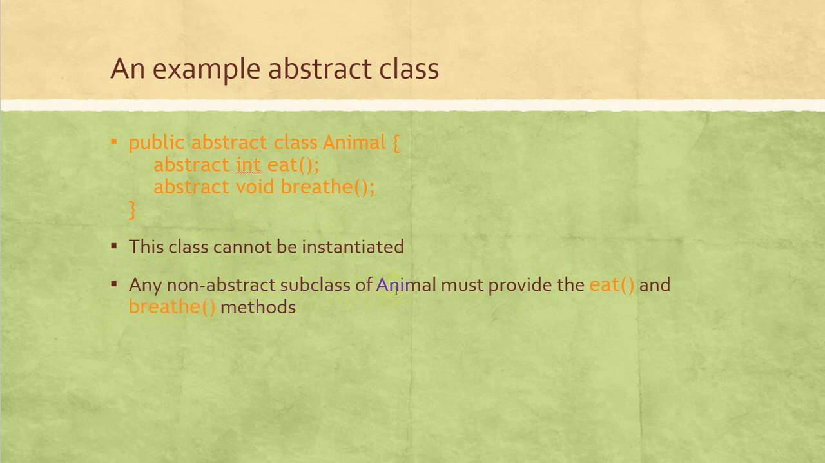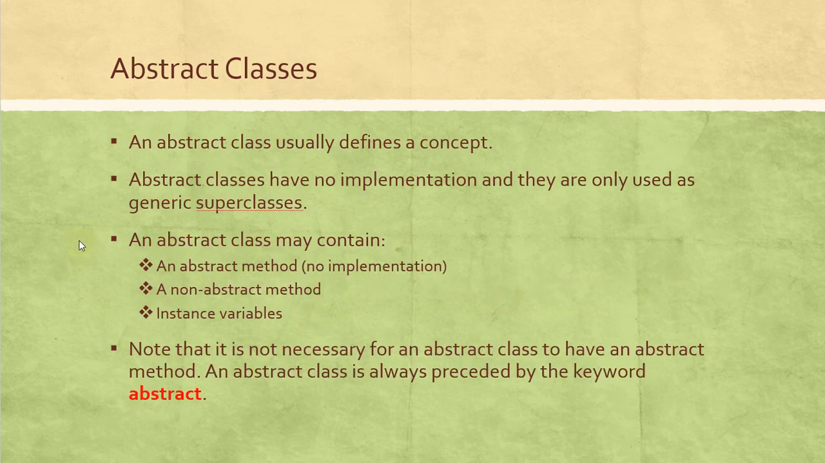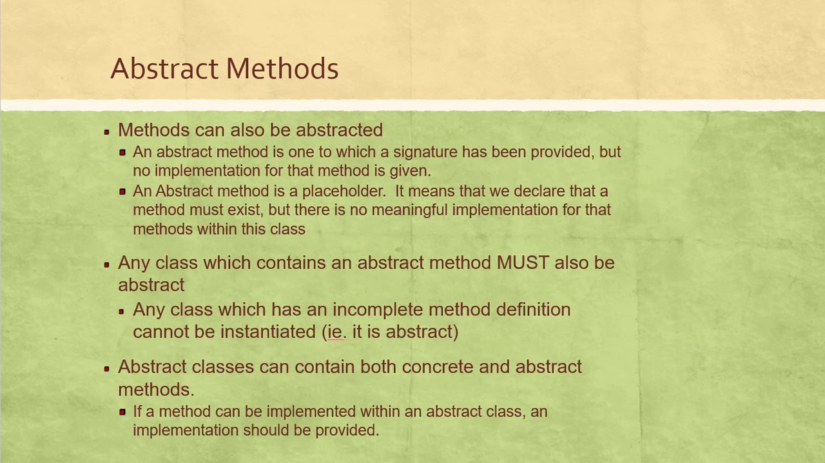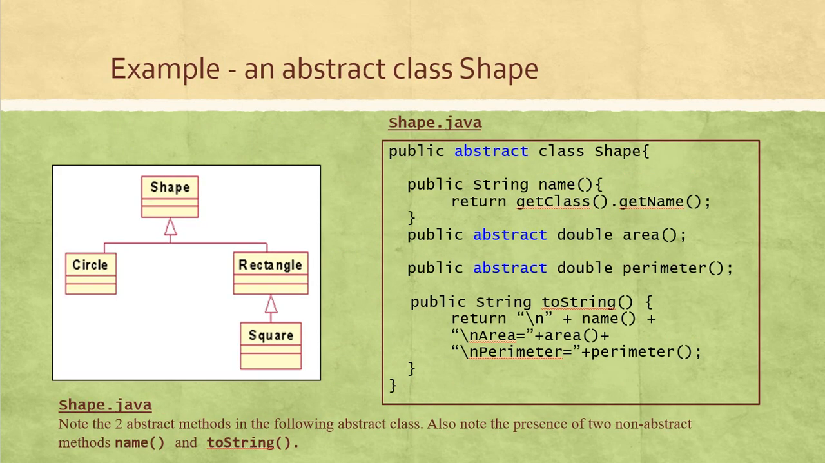Any non-abstract subclass of the animal must provide eat and breathe methods. Non-abstract classes that can be the subclasses. Okay, these are the details we have already discussed. I would like to come directly to the example of the abstract class.